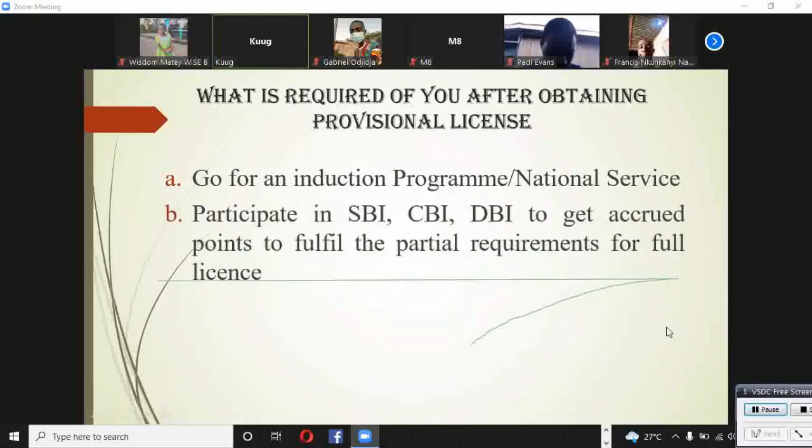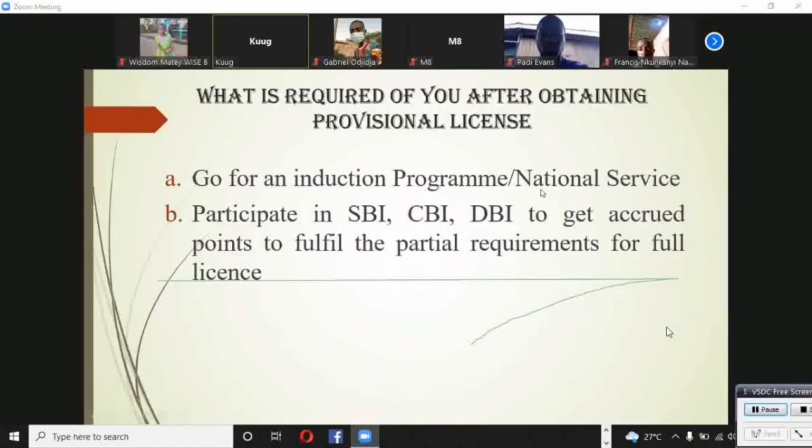You participate in school-based INSET, cluster-based INSET, district-based INSET to get accrued points to fulfill the partial requirement for licenses. So please take note that you are expected to undergo SBI, CBI, DBI to get the required CPD points.